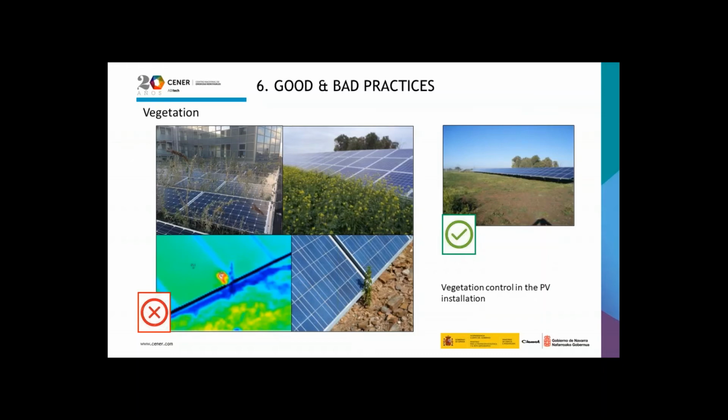Finally, vegetation control in the PV installation is necessary in order to avoid possible problems in the PV modules and maintain a necessary cleaning in the internal path of the PV installation.